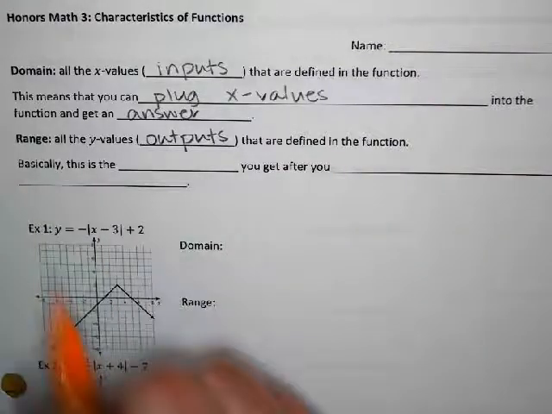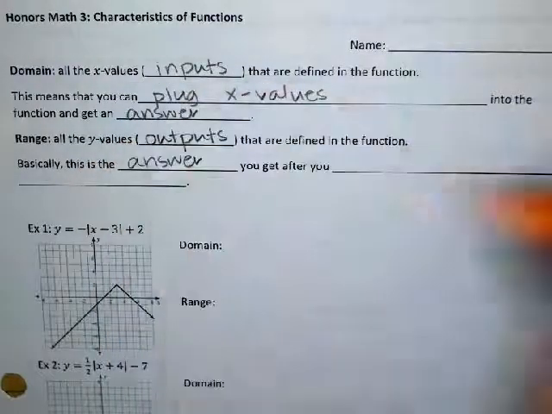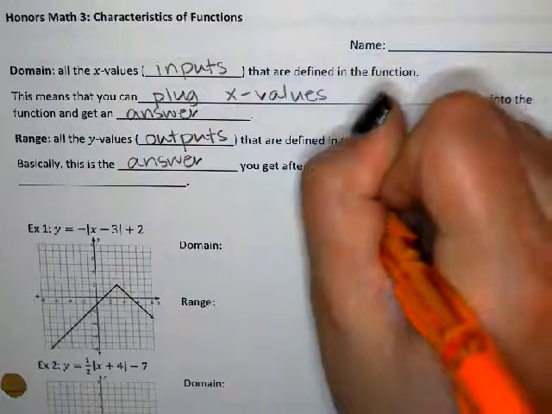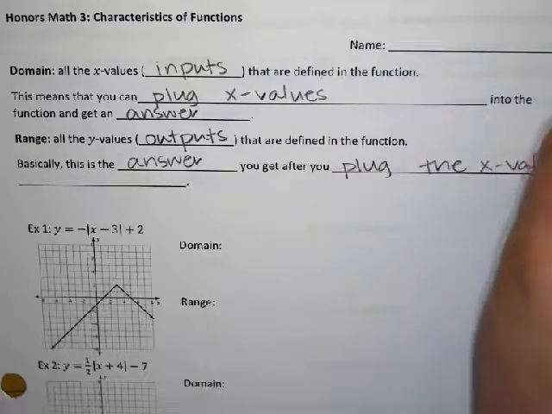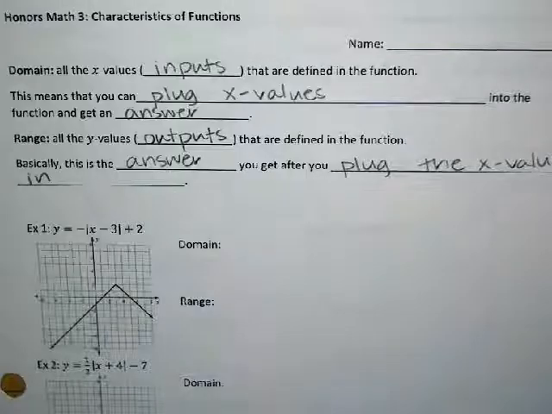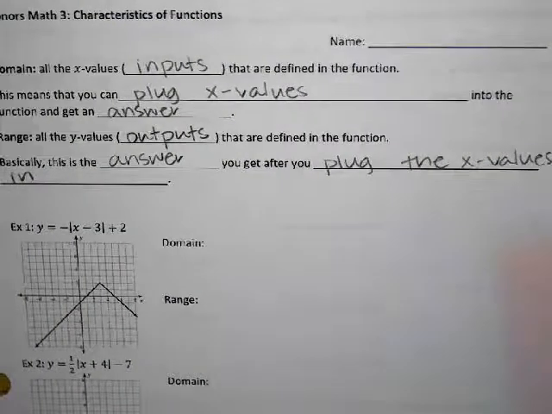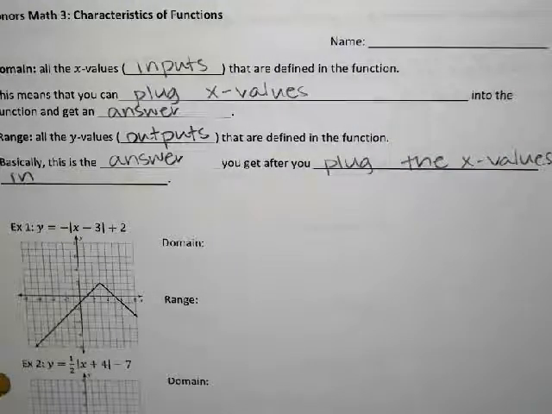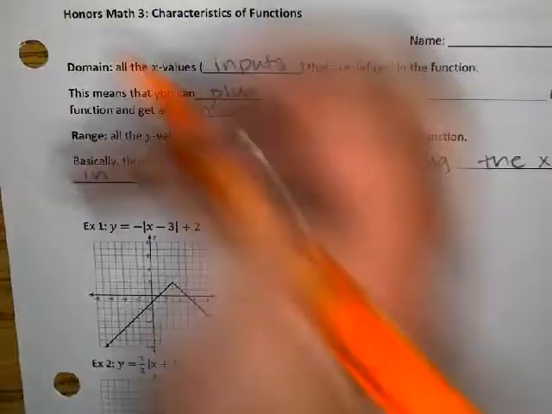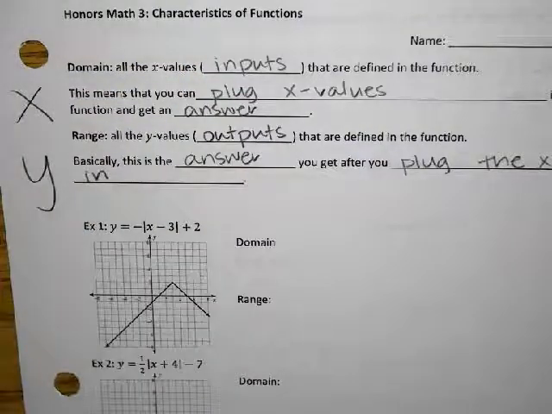The range, all the outputs, basically this is the answer that you get after you plug the x values in. The answer you get after you plug the x values in. So these are the actual definitions of domain and range. In upper level classes, they actually use those definitions more. For us, we just have to remember that the domain is talking about the x values and the range is talking about the y values.